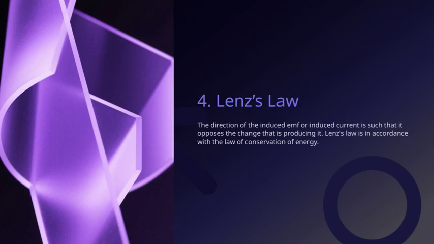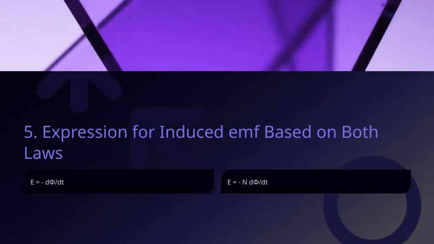Let's take a closer look at the expression for induced EMF. As you can see, the formula is E equals negative N times d phi over dt. This tells us that the induced EMF depends on how much magnetic flux is changing with time. The negative sign here is crucial because it represents Lenz's law, which states that the direction of the induced current opposes the change in flux that caused it. When we simplify the formula for a single loop, it becomes E equals negative d phi over dt. This version makes it clear that the EMF is directly related to the rate of change of magnetic flux.